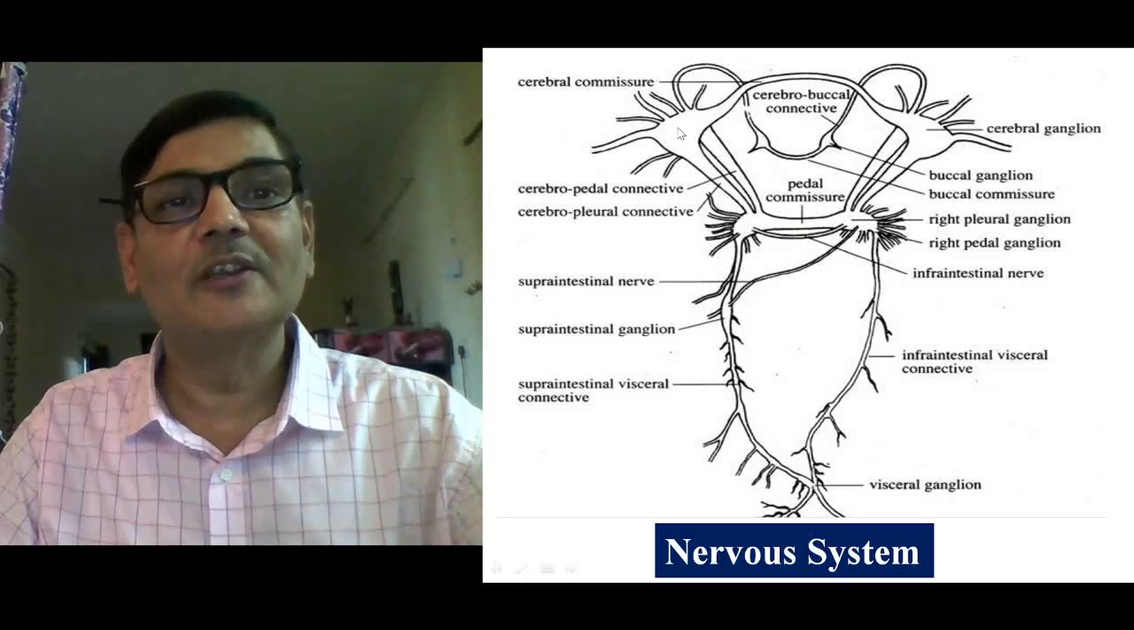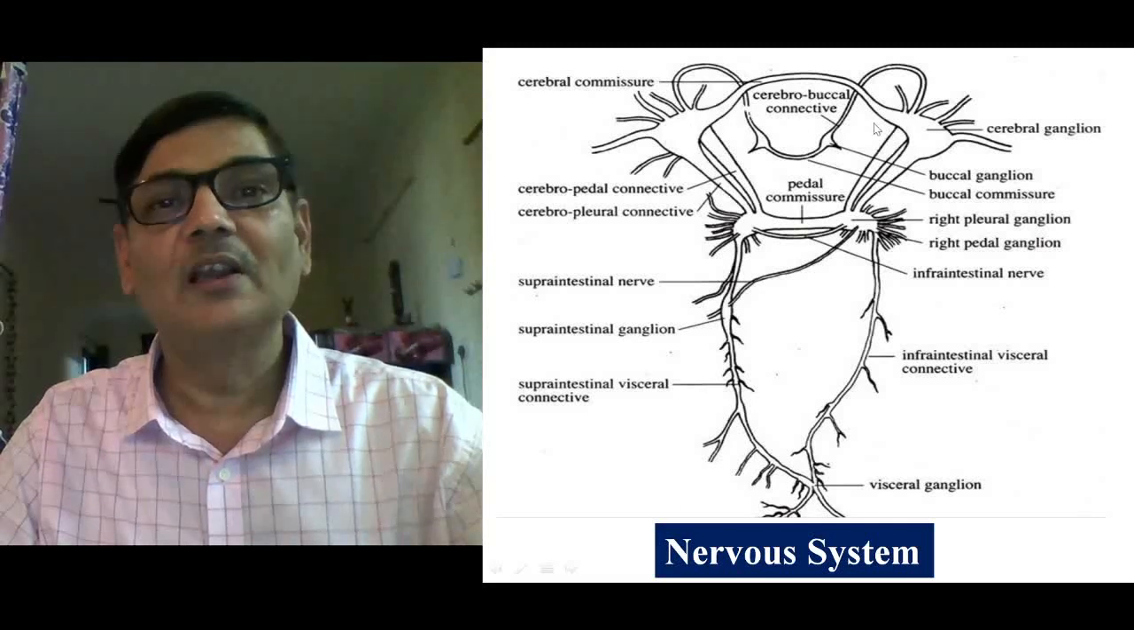So on the left side, in the anterior portion, you would be able to dissect out a very large structure, and that large structure is actually the left cerebral ganglion. So this is the left cerebral ganglion. This one is the right cerebral ganglion. Both ganglia are very large in size, and they are connected by a thick belt-like, ribbon-like nerve, which is referred to as cerebral commissure.